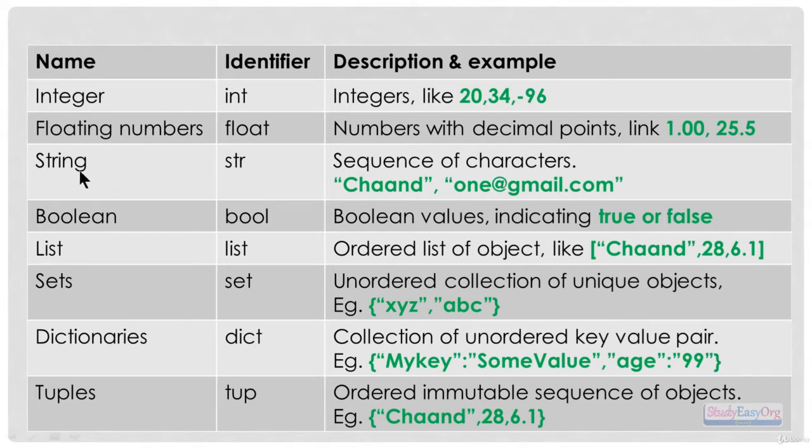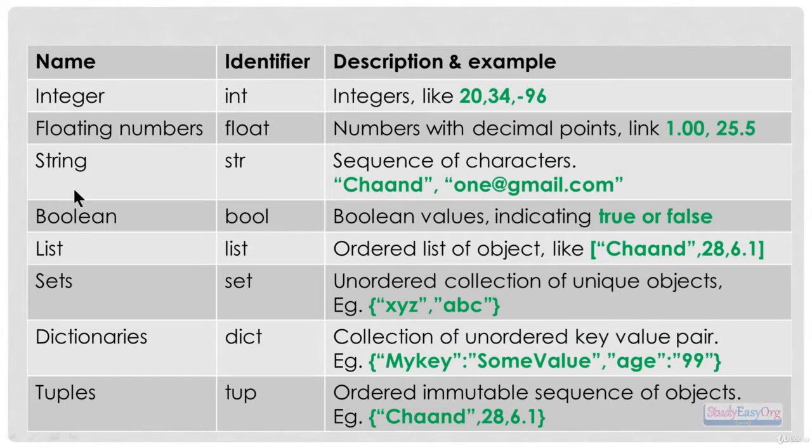Then we have string, and it can be identified by str. Now these identifiers are the shorthand expression which is used by Python, so take a note of it. We will deal with data types a lot in our videos, so don't worry much about it, but take a note of what exactly an identifier is and what types of data types are available in Python. We will definitely practice in our future videos.